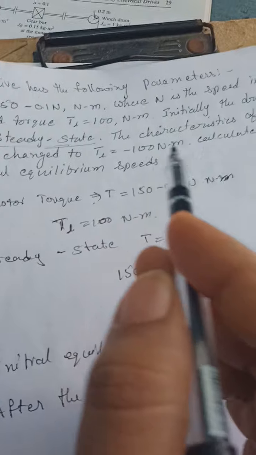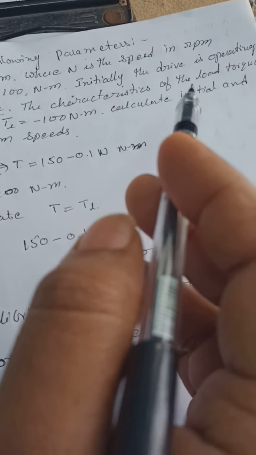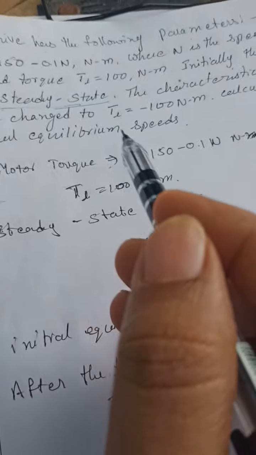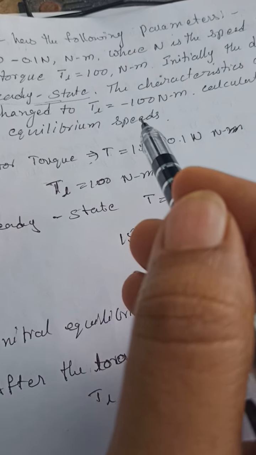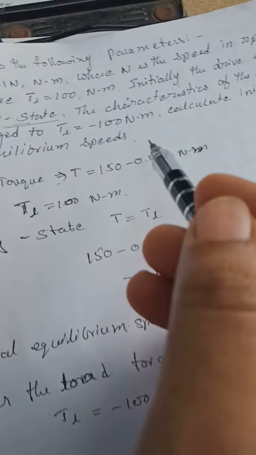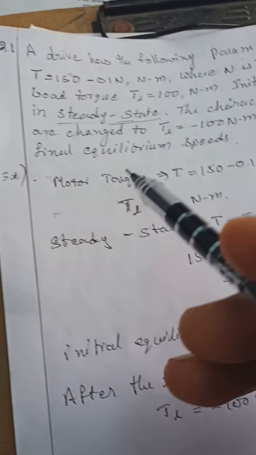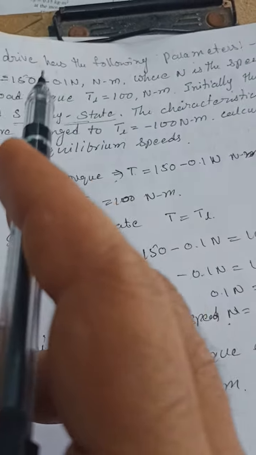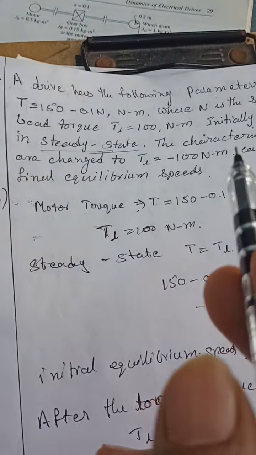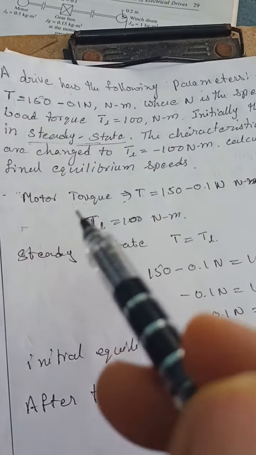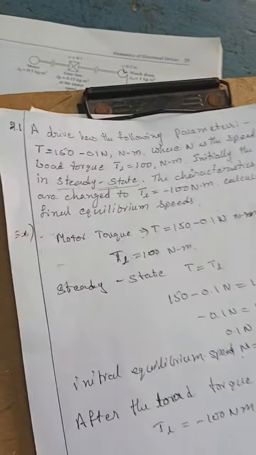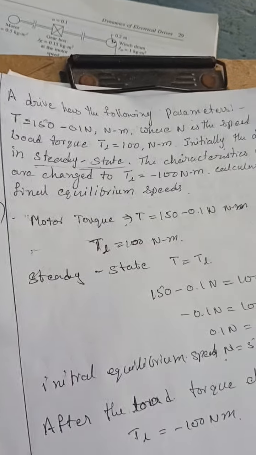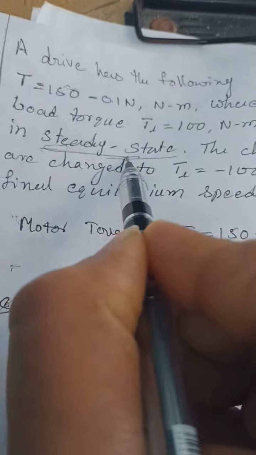Initially the drive is operating in steady state. The characteristics of the load torque are changed to TL equals minus 100 Newton meter. Calculate the initial and final equilibrium speeds. He gave us the torque of the motor and the load torques, and he's asking us to find the equilibrium point speeds. So the condition given here is steady state. This is the important point you have to note, at steady state.